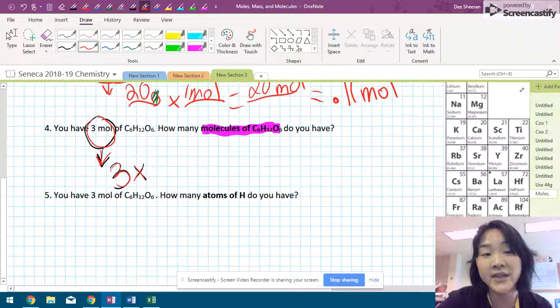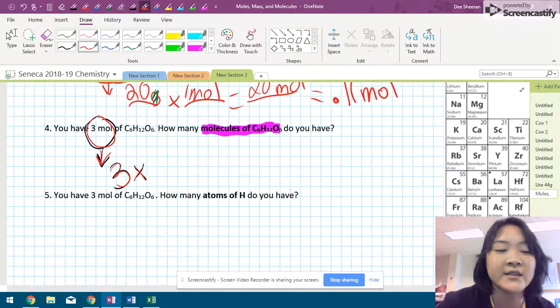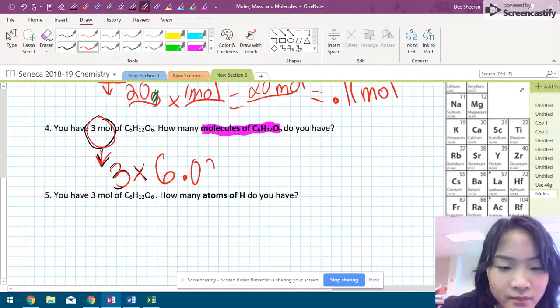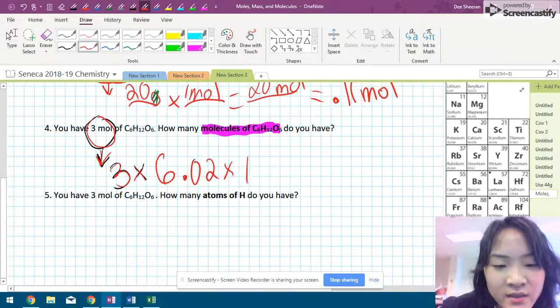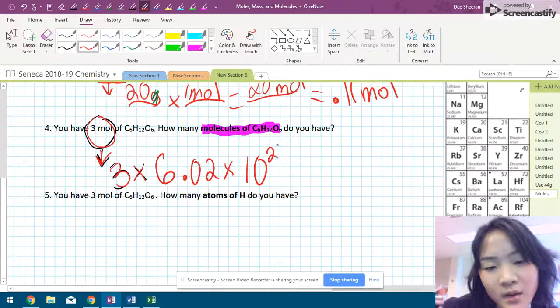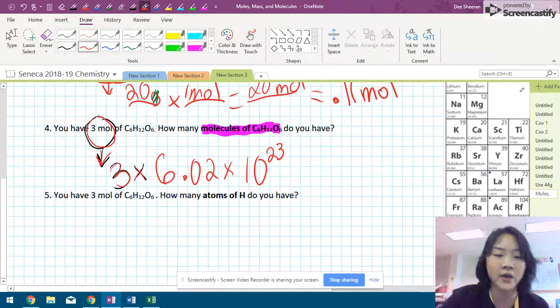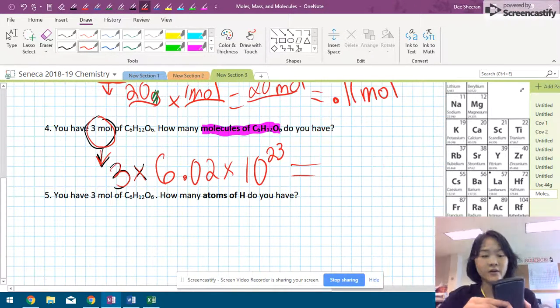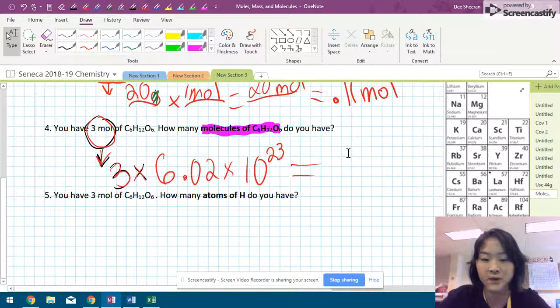What you're going to do next is multiply this 3 by Avogadro's number, which is 6.02 times 10 to the 23rd. And then just multiply it and put it in your calculator. So, to do this, here's my calculator. It's going to be 6.02. Oh, no, go back. 3 times 6.02 times 10.